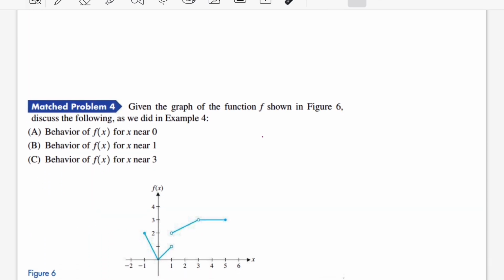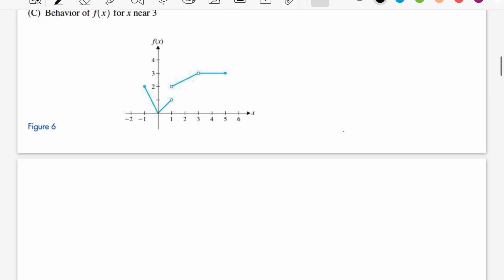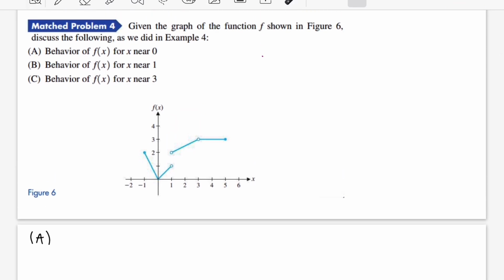All right. Let's look at another problem. We're going to do the matched problem 4, so you can look at example 4 in the text, and we're going to do something very similar here. We're going to use this graph here to answer A through C. So let's start out with A. We want to look at this graph and study the behavior of f of x for x values near 0.